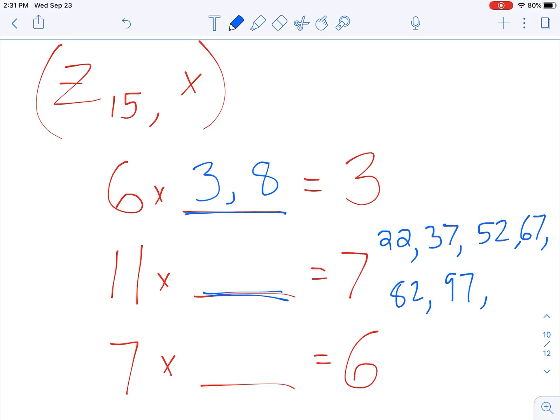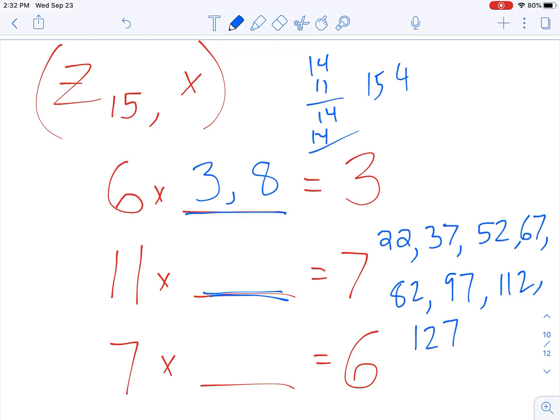Wow. So how far do I have to keep going? Well, what's the biggest number that could go here? Well, it could be a 14. So 11 times 14. So I need to go up to 154. Ugh, that's annoying. But okay, let's keep going. So 97 plus 15 would be 112. Plus another 15 would be 127.